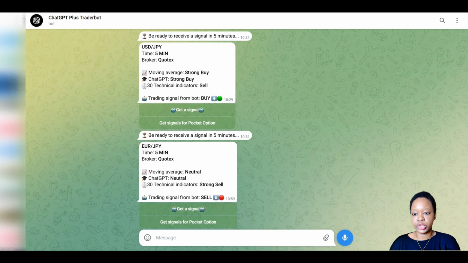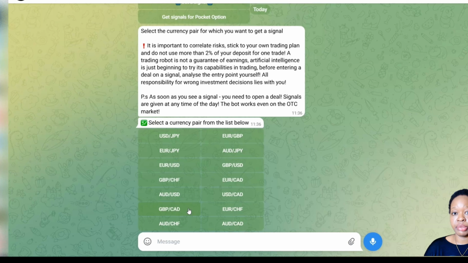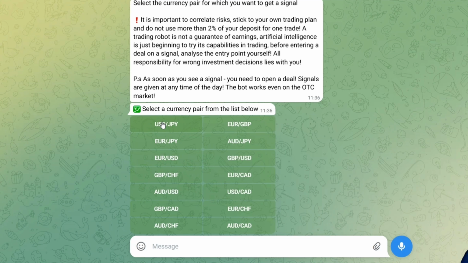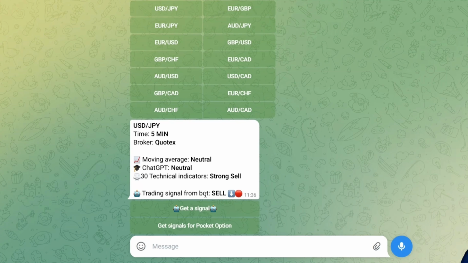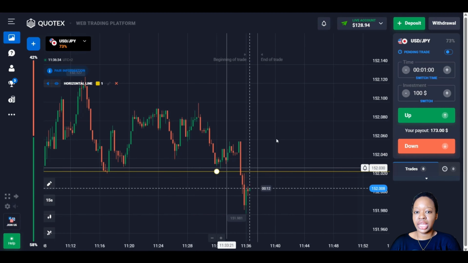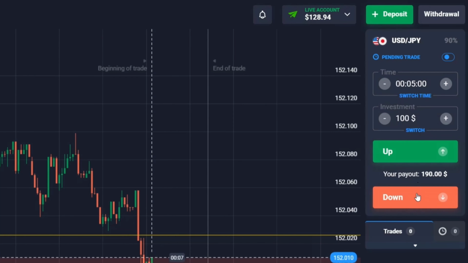So friends, I am going to go to the Telegram channel of the bot. I'm going to press the get the signal button. You see that the bot is sending me a list of available currency pairs to choose from. I'm going to find a pair in the list and click on it. So the bot sends me a sell signal. Here I agree with the bot. I'm going to set 5 minutes and press the red button.